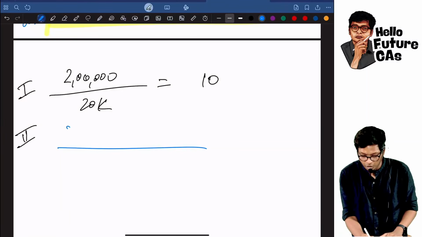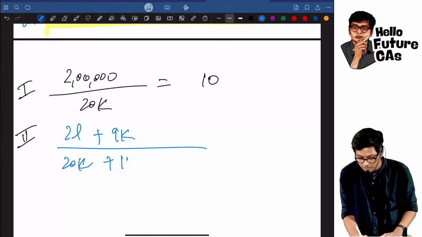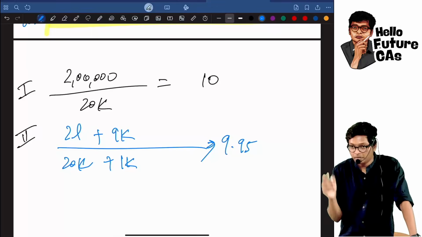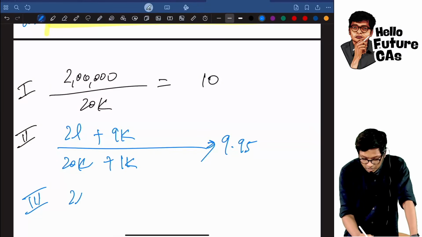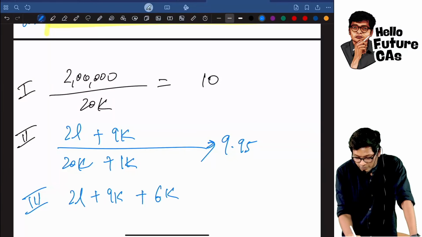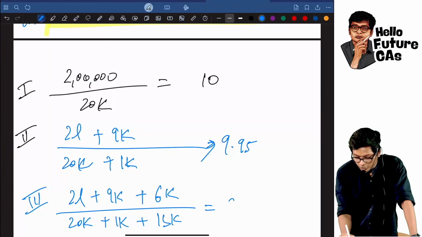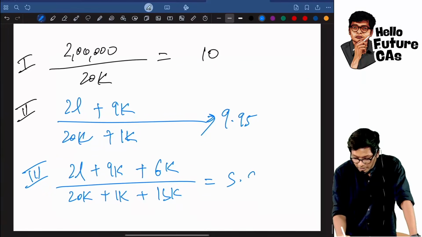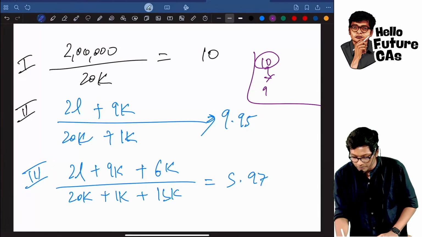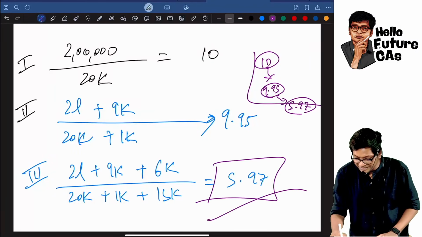10. Correct? Now 2 lakhs by 20,000. I'm adding debentures. Debentures is 9,000 plus 1,000. Correct? What's the EPS now? 9.95. Now I am adding along with 2 lakhs plus 9,000 preference. So along with debentures, I am adding preference. Are you following, guys? 20,000 plus 1,000 plus 15,000. You will get how much? Same answer, 5.97. In this case, what happened? First was 10. 10 became 9.95. 9.95 became 5.97. You will tell answer is correct and you will proceed.